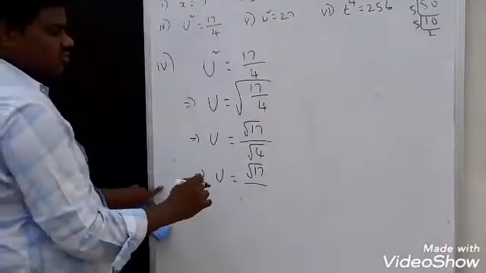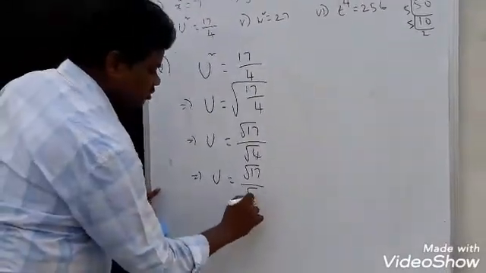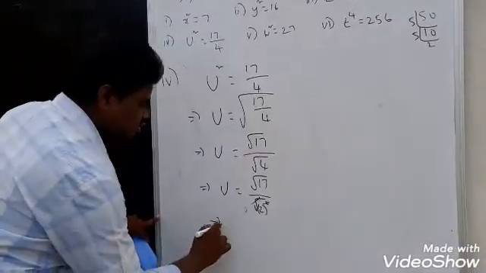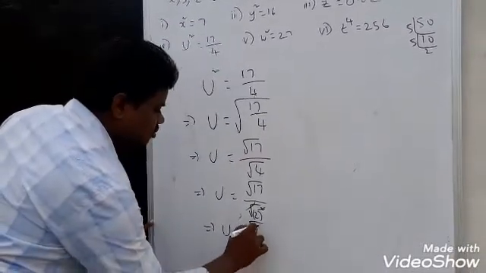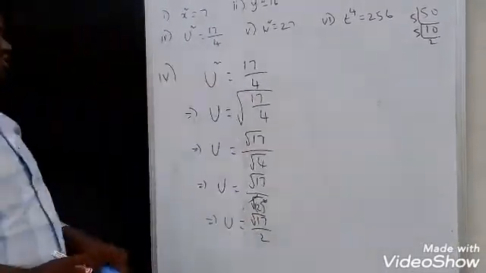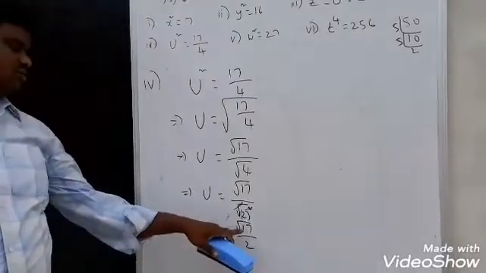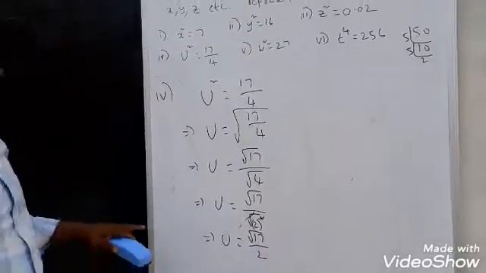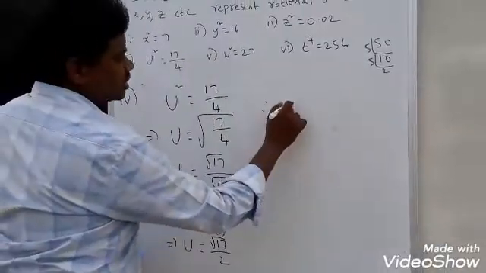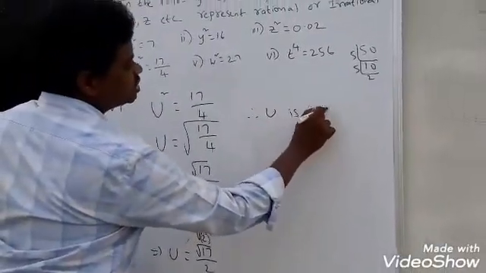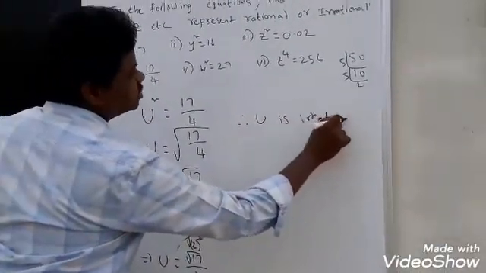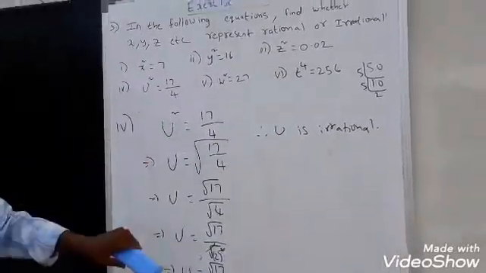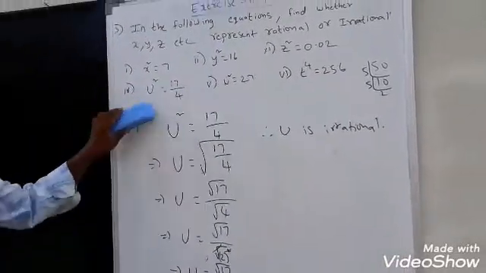What is the square root of 4? 4 can be written as 2 square, so the root and square cancel. u equal to root 17 by 2. Therefore, root 17 is irrational. That's why root 17 by 2 is irrational. Therefore, we can conclude that u is an irrational number.